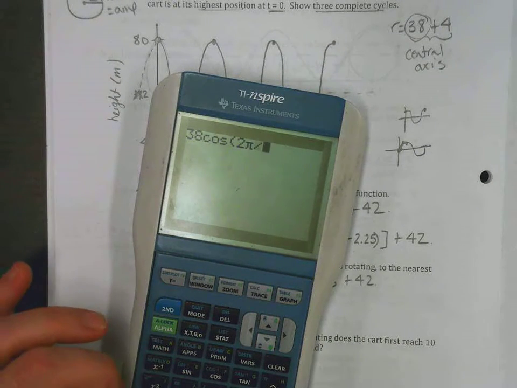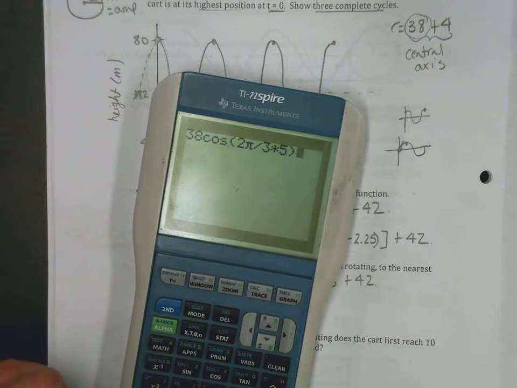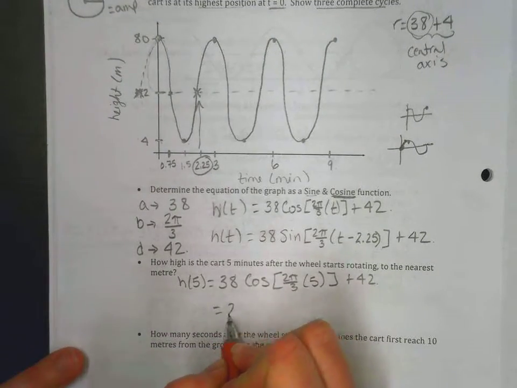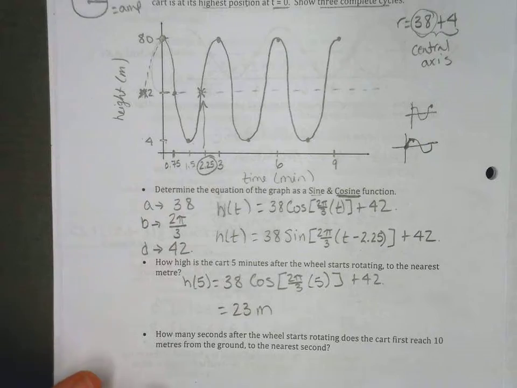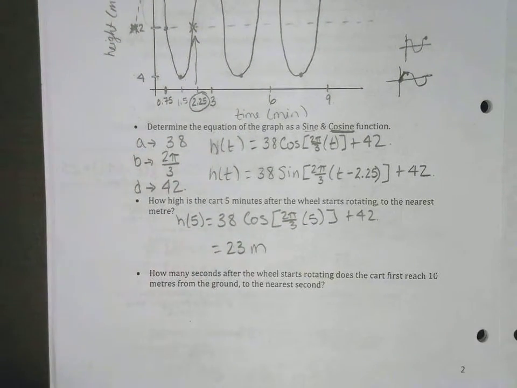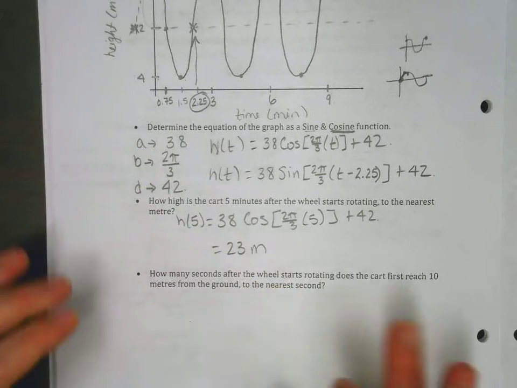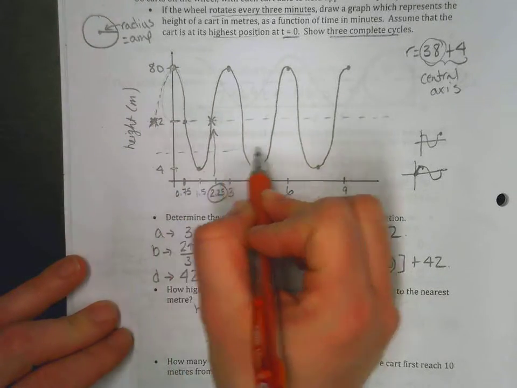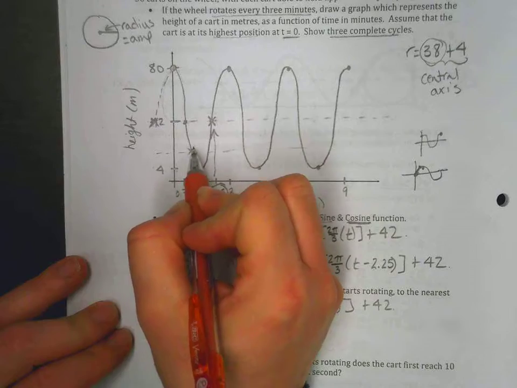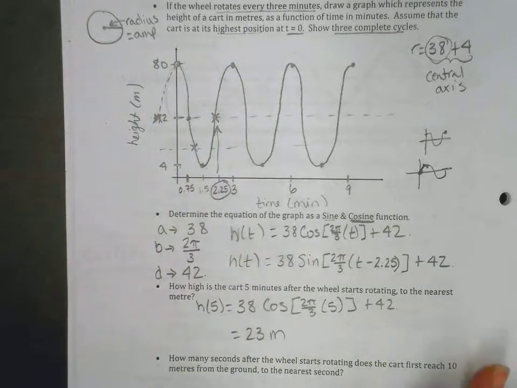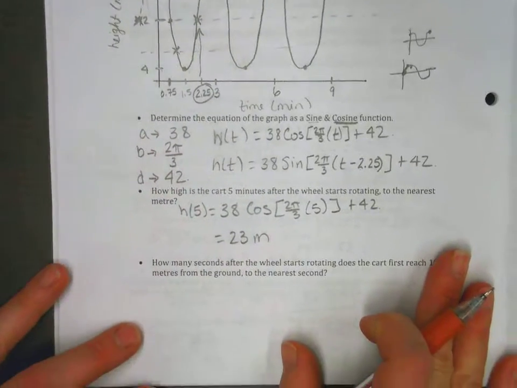Okay, and then last question. How many seconds after the wheel starts rotating does the cart first reach the 10-meter mark? So 10-meter mark somewhere around here. I want to find this location. How many minutes has gone by, or how many seconds has gone by at that point? So I'm going to replace my height, and I'm going to show you how to solve this equation algebraically to get your answer.